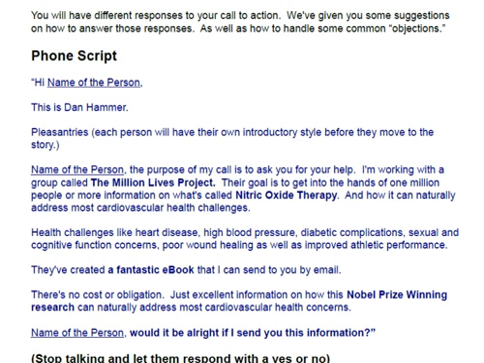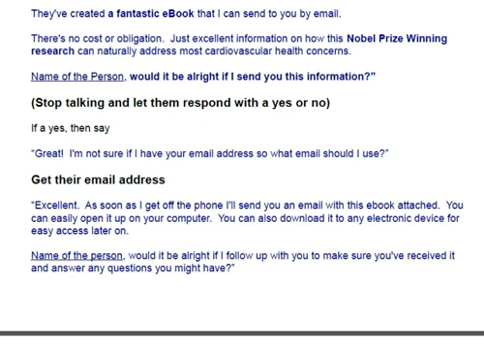George, would it be all right if I send you this information? Clear call to action. Once you've said it, stop talking. Let them respond with either a yes or no. If they say yes, great. I'm not sure if I have your email address, so what email should I use? Again, you want to verify the right email address.